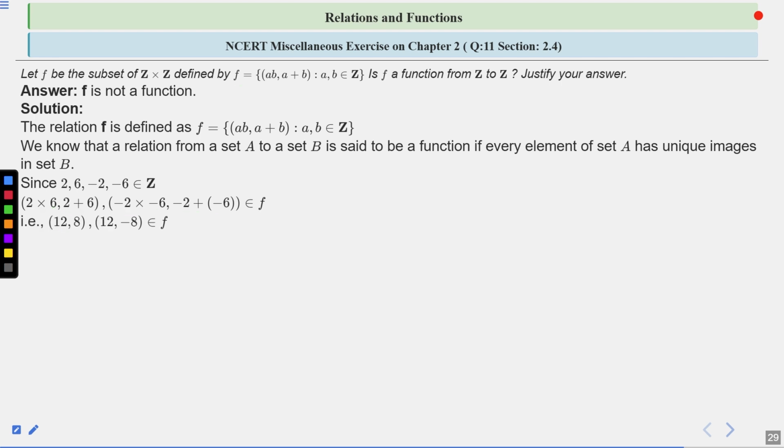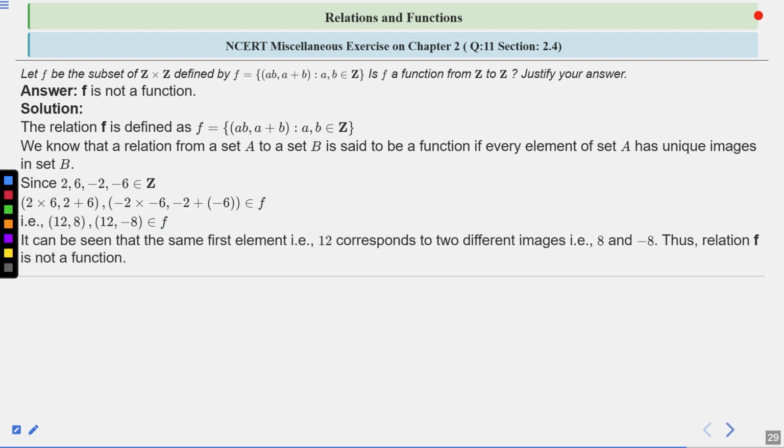What you are observing is, this gives me the ordered pair 12, 8 and this gives me 12, minus 8. Both belong to the set F. Now, it can be easily seen that for this element 12, we have two different images, 8 and minus 8. So, F is not a function. Clear?